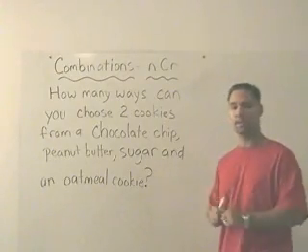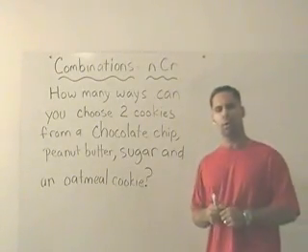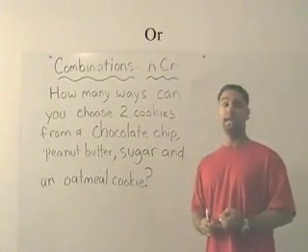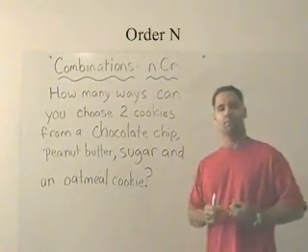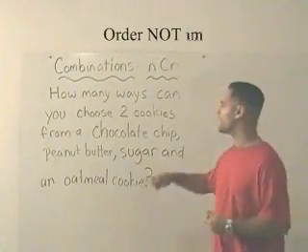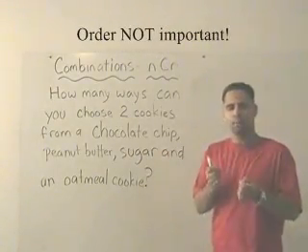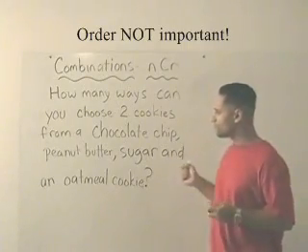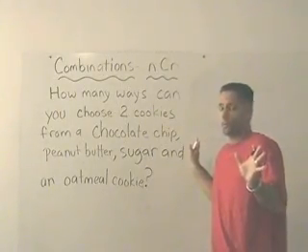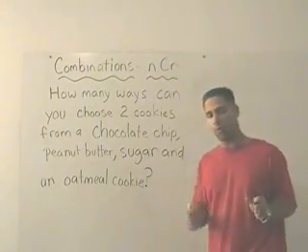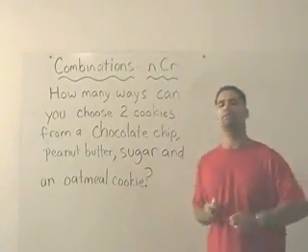But let's say that title wasn't there. How would you know then? Well, we have to remember that with combinations, order is not important, and with permutations, order is important. So if you see a word like arrange or order within the story problem, you know we're referring to permutations. But because in this problem we just want to choose two cookies from a group, it doesn't say to put them in any specific or particular order, we know that we are dealing with combinations.